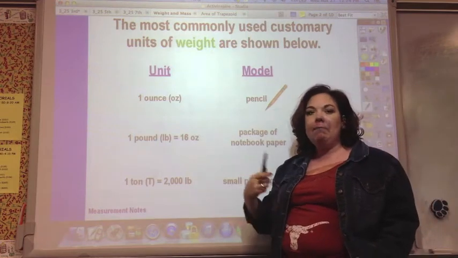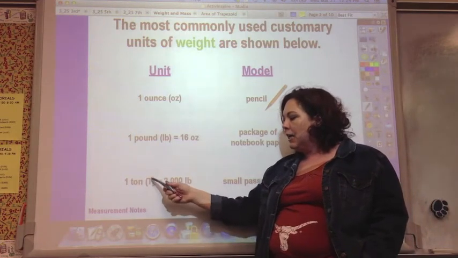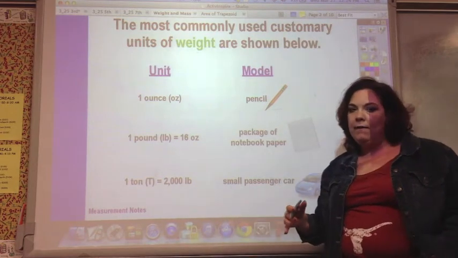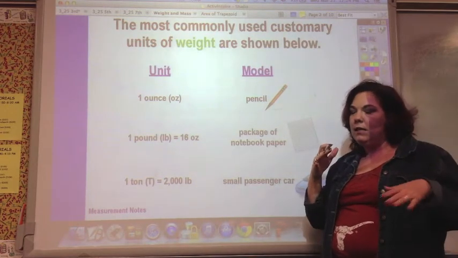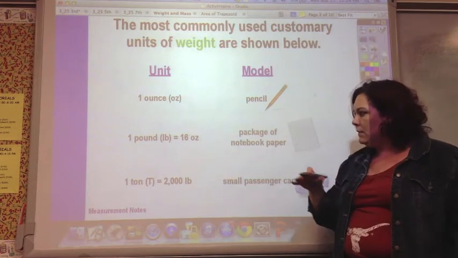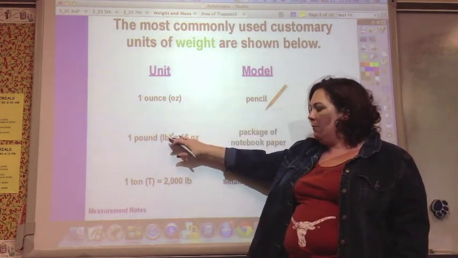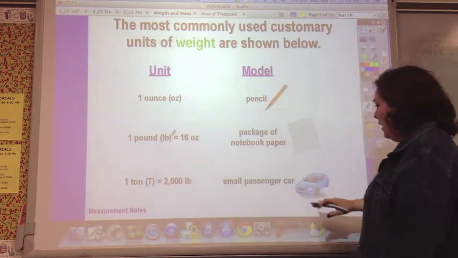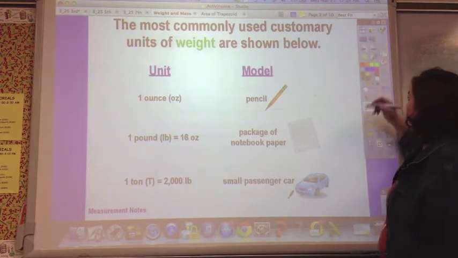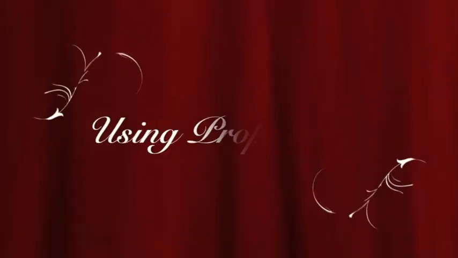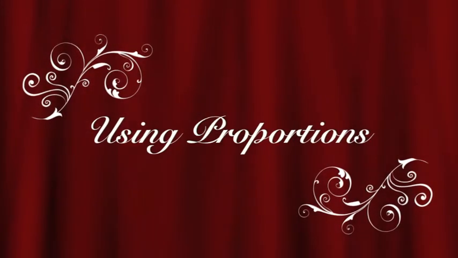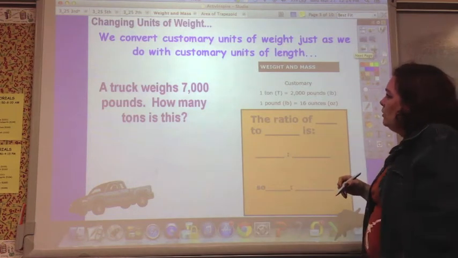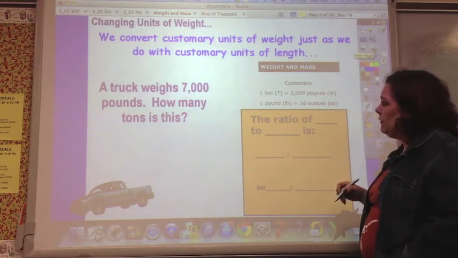And then it jumps to 1 ton, capital T, 2,000 pounds. So very different units. 16 of these becomes 1 pound, and 2,000 of these becomes 1 ton. A ton is like a small passenger car. We convert customary units of weight just as we do with customary units of length.